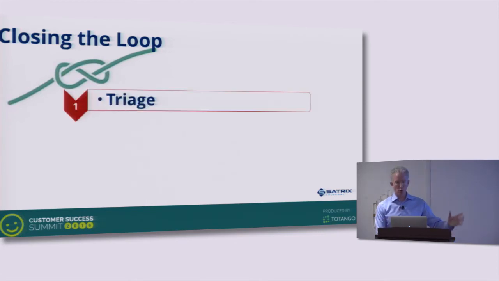So you close the loop with different groups, different constituents. First, of course, is the triage, those who are very unhappy, at risk of defecting, at risk for churn. If they respond to your survey, you should be responding to them and closing the loop within just a handful of days. 48 or 72 hours is best.